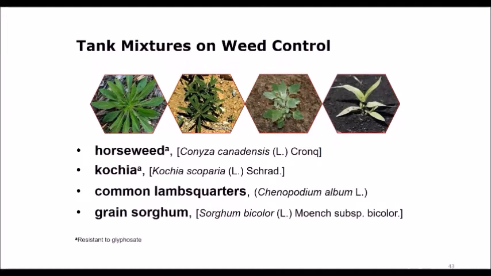Okay, so this next set of studies that I want to talk about are really looking at tank mixtures, and this is some data that was put together by one of my current students, Jessalyn Morris. And what we see here are 4 different species that we looked at: horseweed, kochia, lamb's quarters, and grain sorghum. And Jess kindly put a note on here to remind you that the horseweed population we were working with was glyphosate resistant.